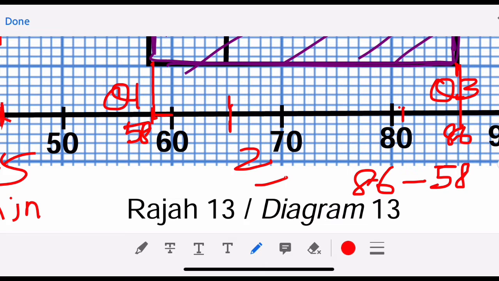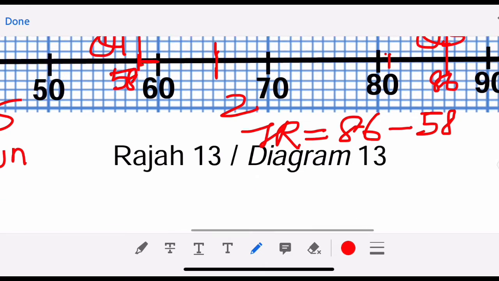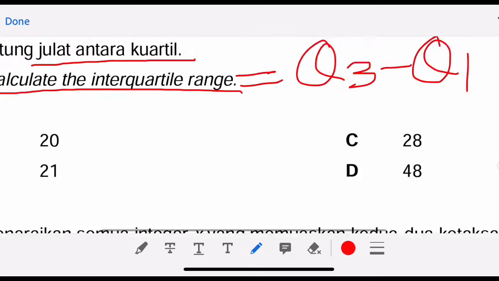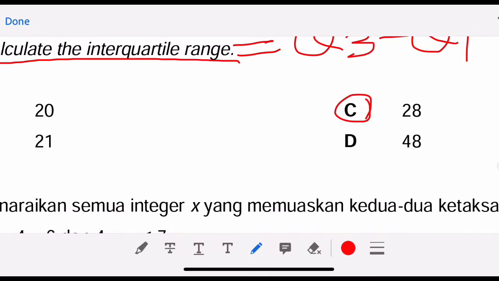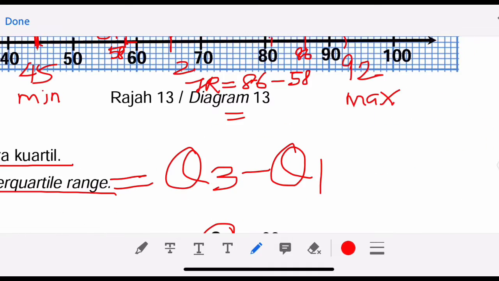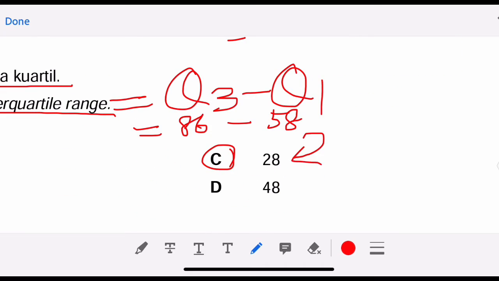Okay, interquartile range. So you will get 86 minus 58. Right, you can press a calculator if you want. If not, you can just do a simple calculation. Right, no need to use calculator. Isn't it 28? So you take third quartile, which is 86, right? Minus first quartile, which is 58, right? So the answer you get will be 28.